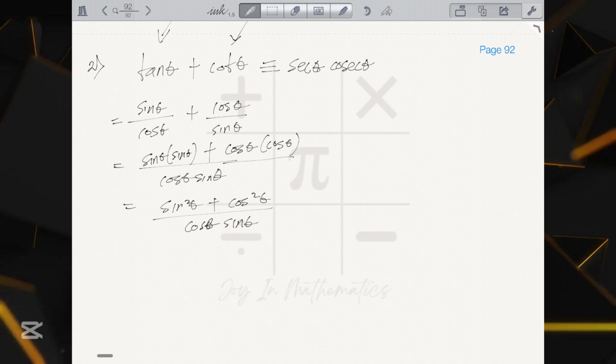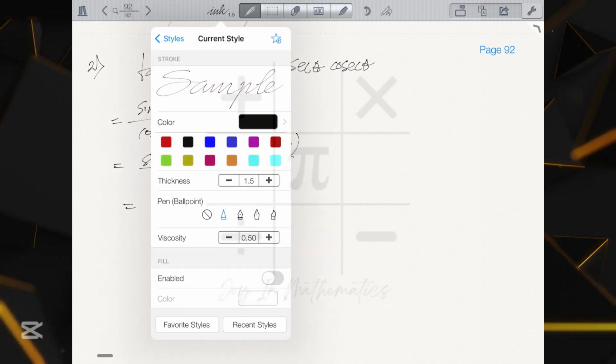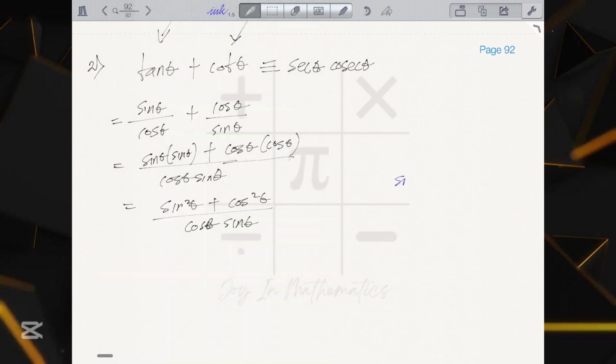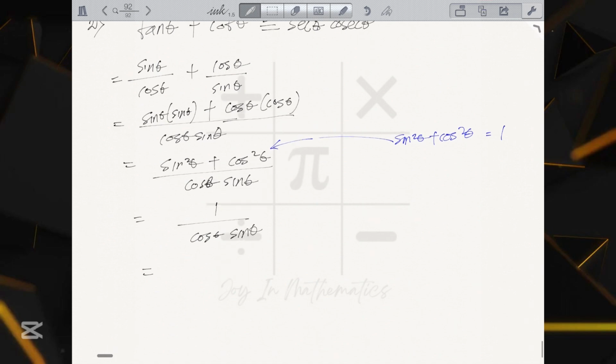So moving on, let's recall the first trigonometric identity that we have. The first trigonometric identity was sine squared theta plus cos squared theta is equal to 1. So we make the substitution of that here, and we will have 1 divided by cos theta sin theta, which is simply saying 1 divided by cos theta multiplied by 1 divided by sin theta.